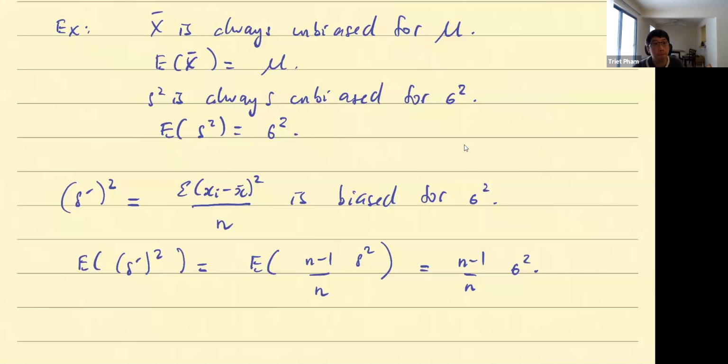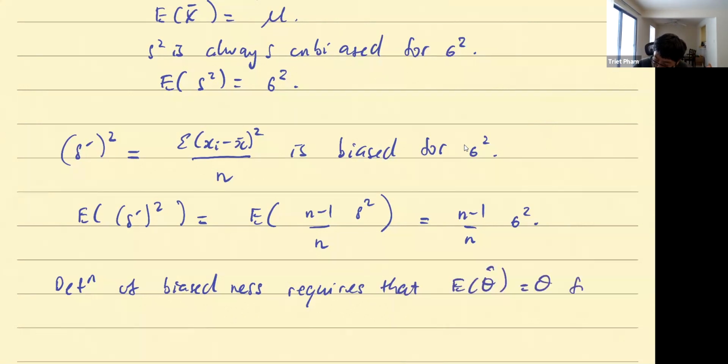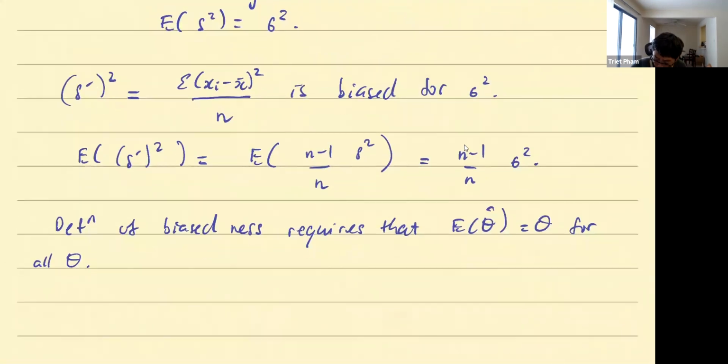So, the textbook mentioned this kind of weird example. I don't know how good that is. I think it's kind of pretty obvious, but I just want to mention it anyway. So the definition of unbiasedness requires that the expectation of theta hat is equal to theta for all values of theta. And they give a weird example like this.